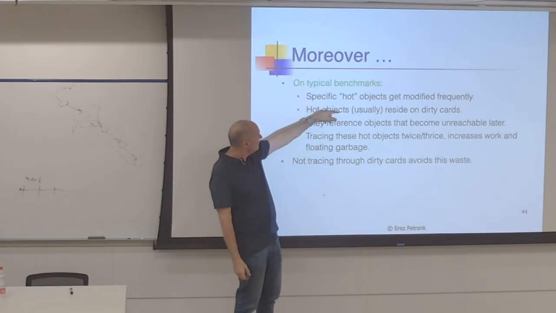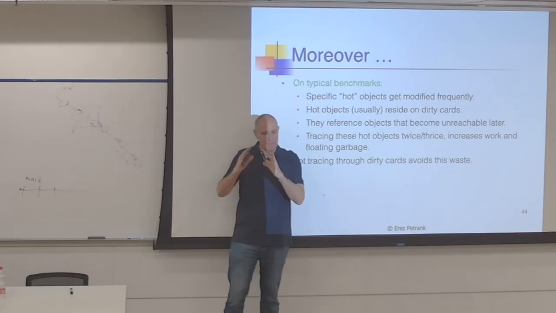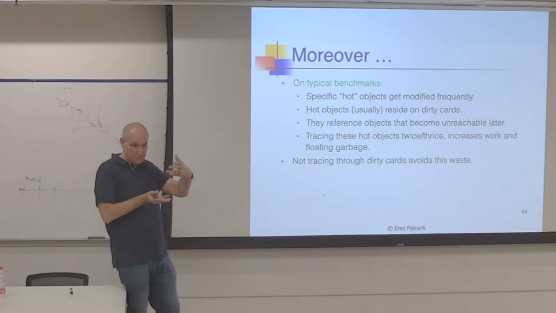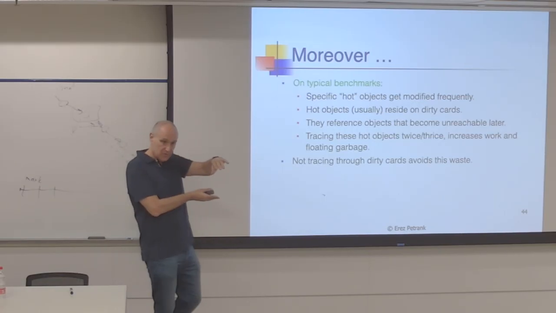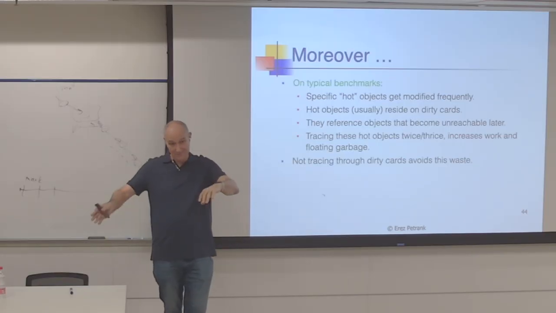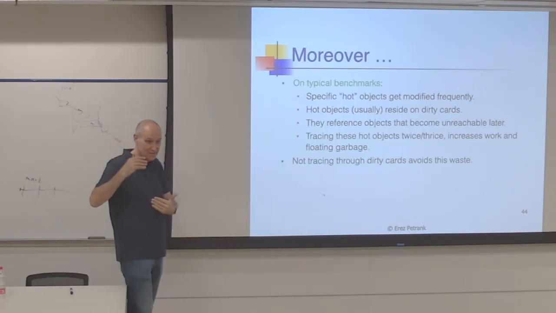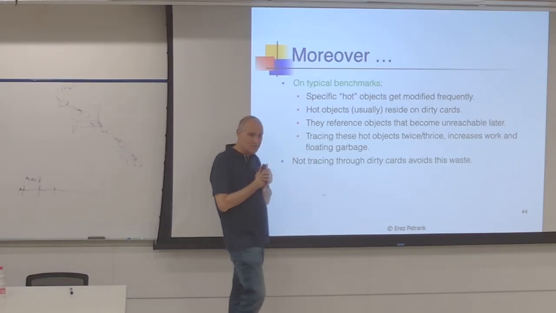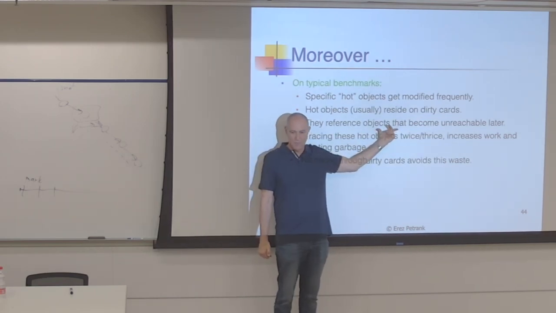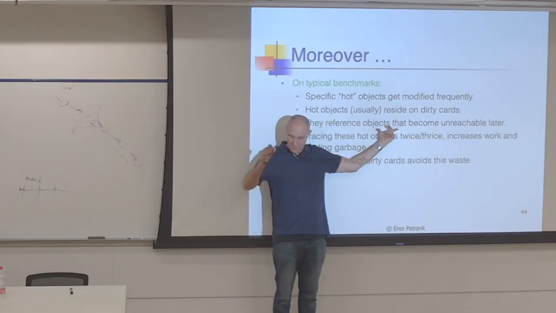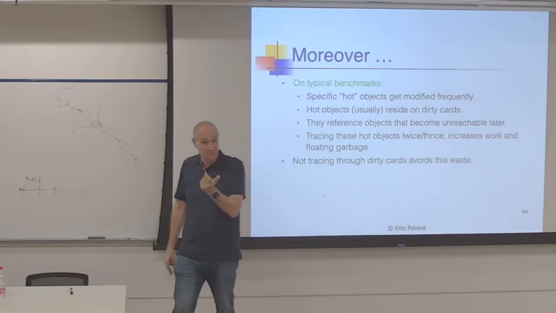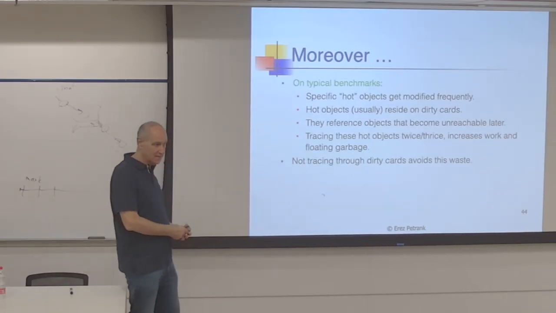Moreover, on typical benchmarks, we have some hot objects that keep on changing all the time. And if we trace all the time, we have to trace them the first time, the second time on card cleaning, and the third time on the stop-the-world card cleaning. And so all the time we'll have to trace them. And many times they reference objects that become garbage. So we trace them 3 times, and the first 2 are going to be for objects that we could have reclaimed if we didn't trace in the beginning.